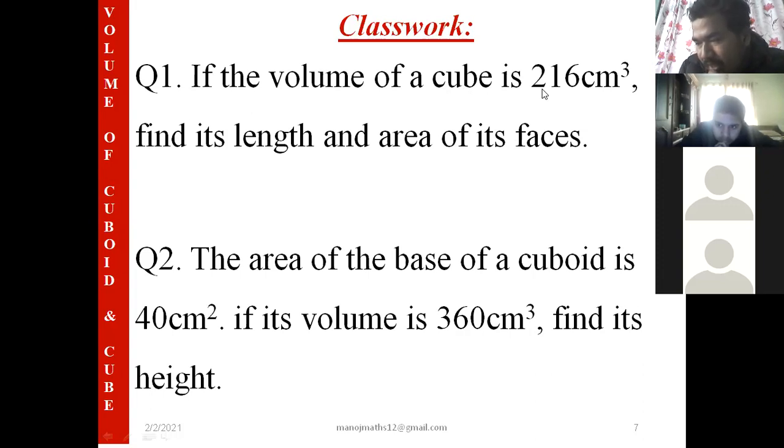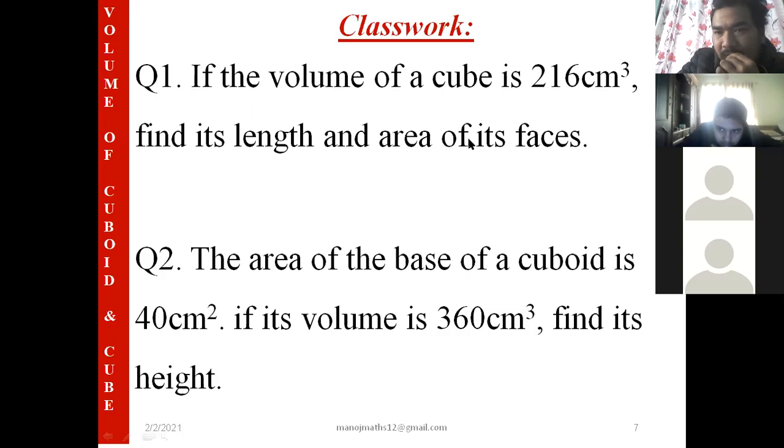3 into 3 into 3 into 2 into 2 into 2. There will be 3 times 3 and 3 times 2 also. Then one 3 will come out and another 2 will come out. Then the length of the cube will come 6 centimeter. If you know the length of the cube, then we have to find the area of its faces.